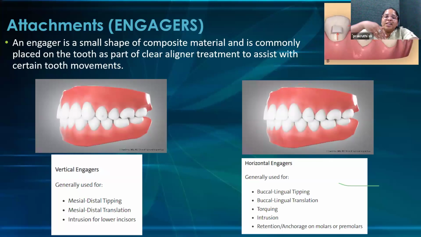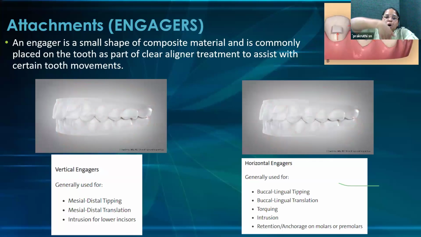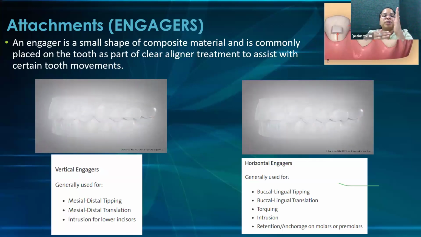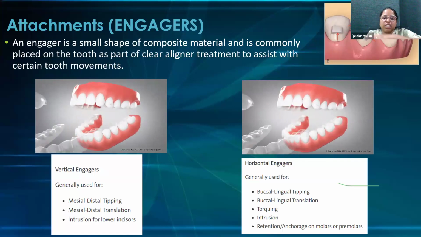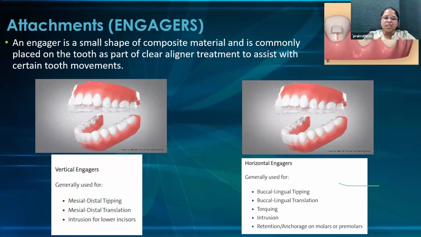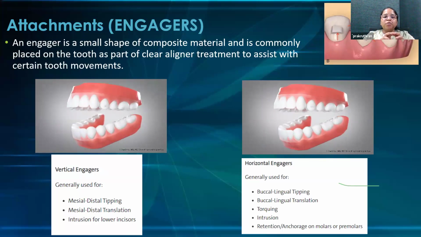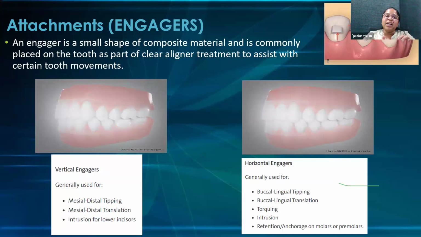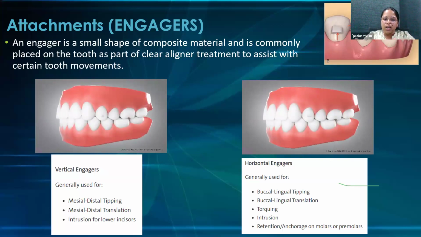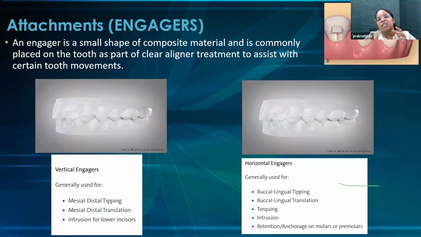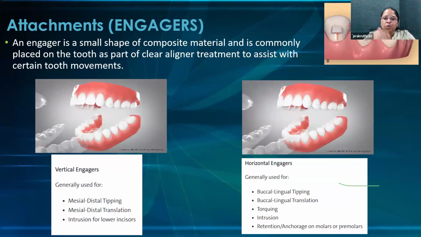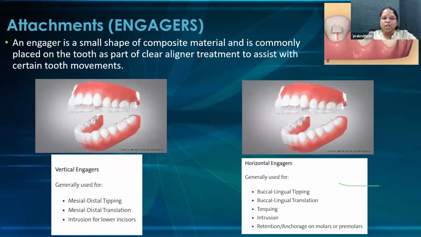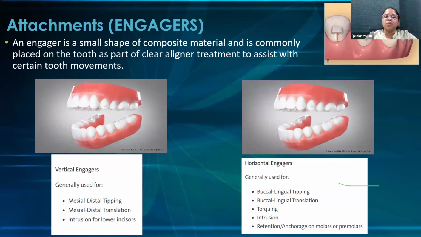And remember, always, vertical attachments help for horizontal movements, and at the same time horizontal attachments help for the vertical movements. You want to extrude a tooth a little bit, or at least you want to intrude a tooth. If you place a horizontal bar, it helps in further intrusion. In a similar way, you want to do mesiodistal tipping, which is a mesiodistal movement or a horizontal movement. You can place a vertical attachment that gives a good surface area for the forces from aligners to act upon the teeth.